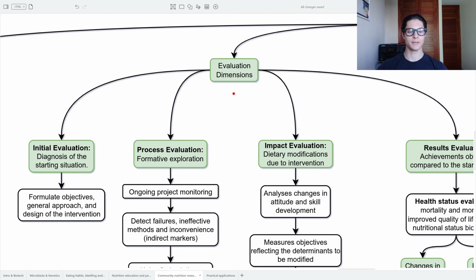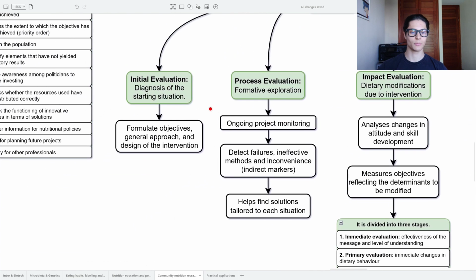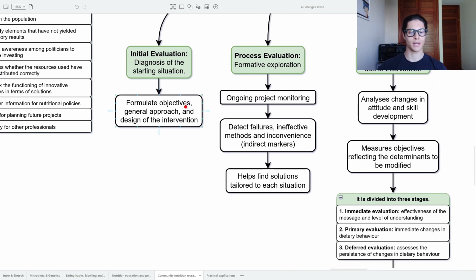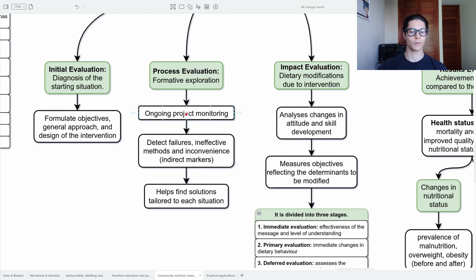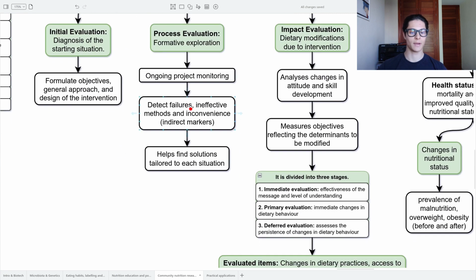The evaluation dimensions. We have the initial evaluation, which is the diagnosis of the starting situation, so before implementing the program. Here we have to formulate objectives, general approach, and design the intervention. Then there is the process evaluation, which is the formative exploration, the ongoing project monitoring, detect failures, ineffective methods, and the inconvenience.